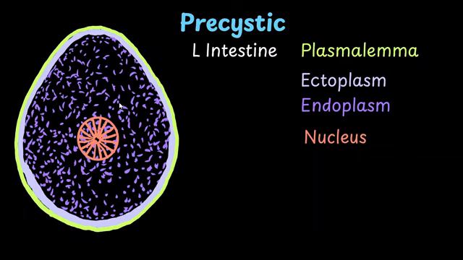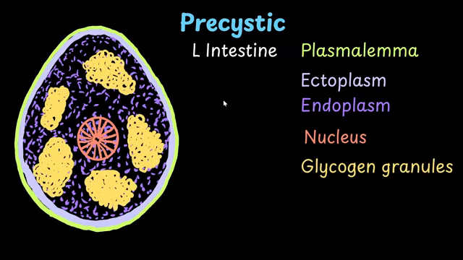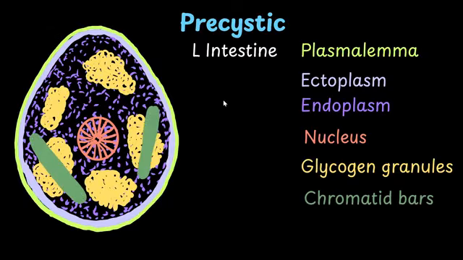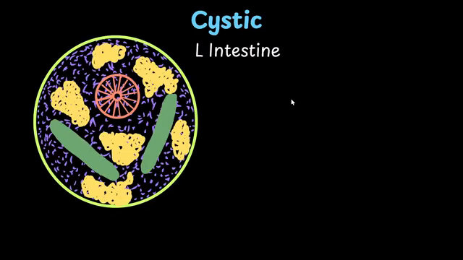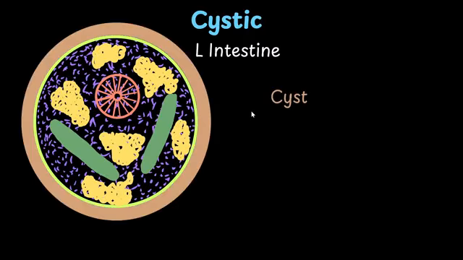It is small and spherical. Because it is non-feeding, it has glycogen granules as well as chromatid bars as its food reserves. And finally, we have the cystic stage, which is again found in the lumen of the large intestine. This cell is surrounded by a round, thin, delicate, as well as a highly resistant cyst by the process of encystation. This cyst helps the cell to survive unfavorable conditions like extreme pH changes as it passes through the digestive system of a new host.